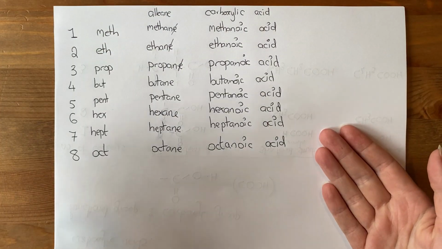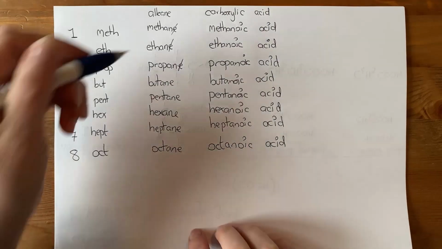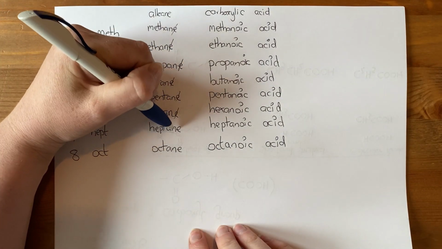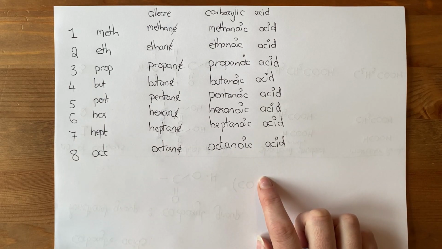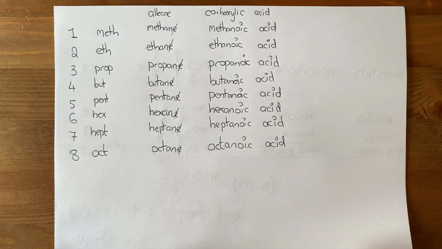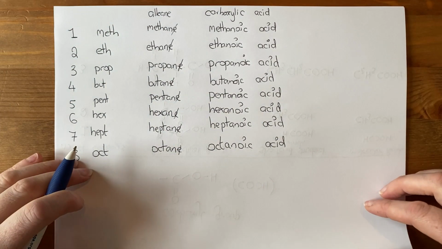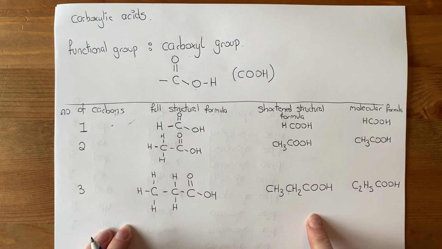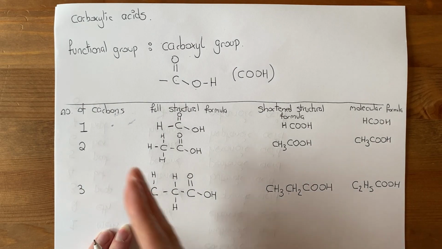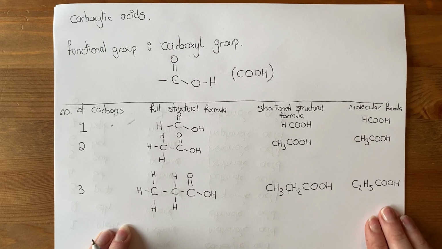And here you'll see completed 1 to 8, meth to oct, with the name of the alkane, and we were scoring out, getting rid of the E at the end, and adding in oic acid to get the name of all of these. So what you should be able to do is, using this and understanding how many carbons there are, jump back to this table and fill in a completed one with the number of carbons, the name, full, shortened and molecular formula.